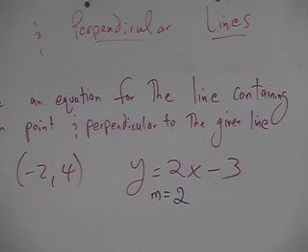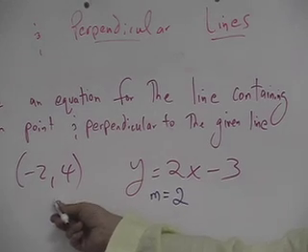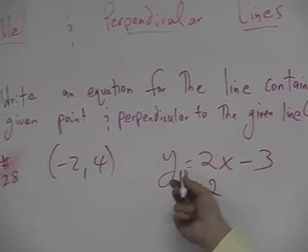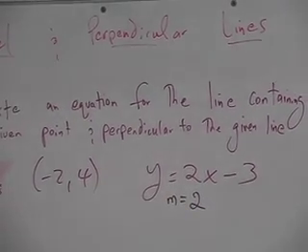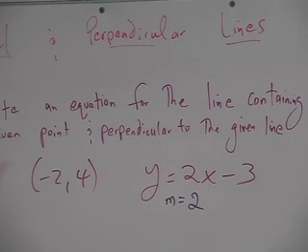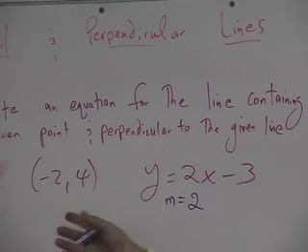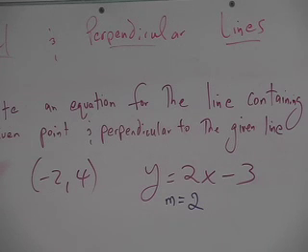Should we plot that point? Plot that point into what? Into this? If you put that point into here, what will you get? 4 equals 2 times negative 2 minus 3. Probably like 4 equals negative 7. Is it true? No. What does that mean? It's not true. You're right, but why? Why is that not true?